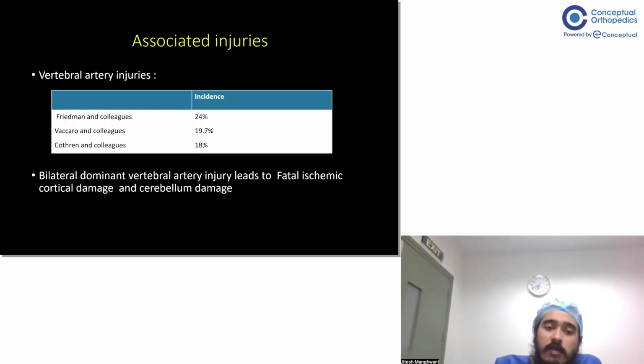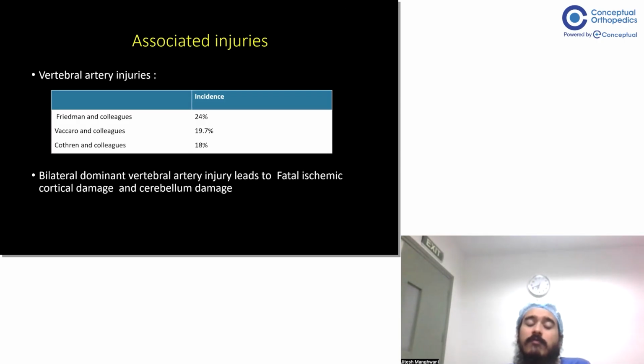When we talk about the vertebral artery injuries, it is important. Why? Because generally the vertebral artery injury can cause fatal ischemia and brain damage. So when this happens, we have to understand, because in a lot of cases, this happens secondary to trauma itself. So Friedman reported as high as 24% of the cases having associated traumatic vertebral artery injuries. Vaccaro et al. reported around 20% of the cases. Cawthron had the lowest prevalence, that was 18% in his series.